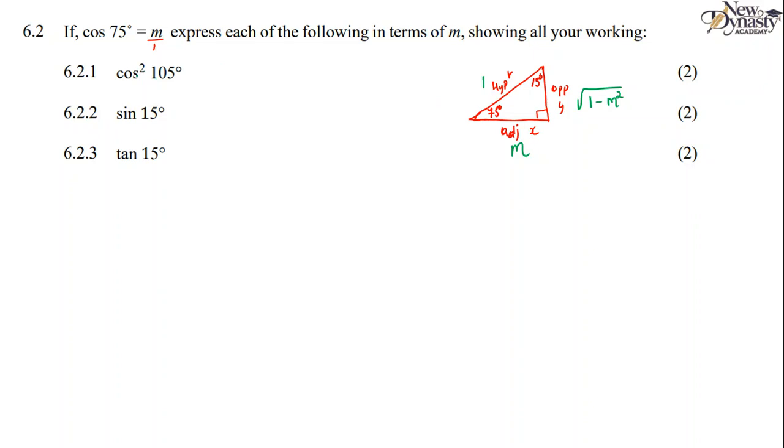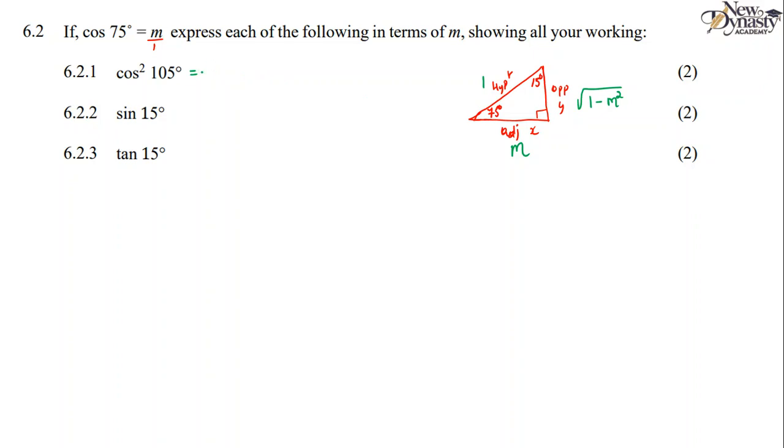The first question says we're going to have to express what? Cos squared 105. So we can just go on and answer everything just right here. So we need to reduce 105 because we've got 75 there. We need to reduce 105, or 75 should be part of what we are dealing with. So how do we deal with that? 105 is in the second quadrant, and in the second quadrant the reduction is 180 minus.